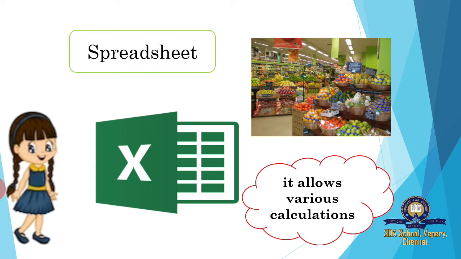Spreadsheet is an example for general purpose application software. It is used to work with tabular data. You all went to a supermarket. Then in the billing section, they use a spreadsheet for billing. It has rows and columns. There we can enter the values in those rows and columns.